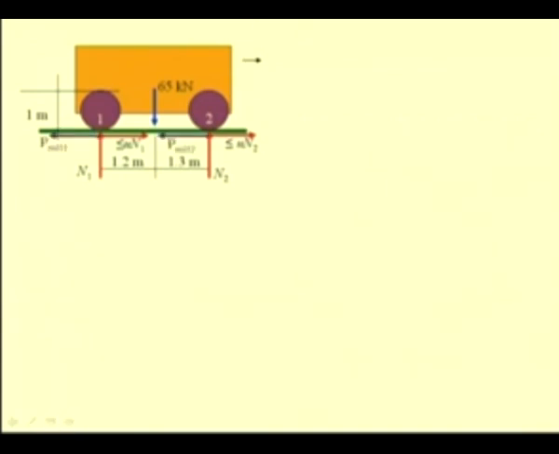Now, these vectors represent the rolling resistance that has to be overcome, because when this wheel tends to move in this direction, the point of contact shifts to this side. So, this is the rolling resistance, the force which is acting from right to left, which has to be overcome.